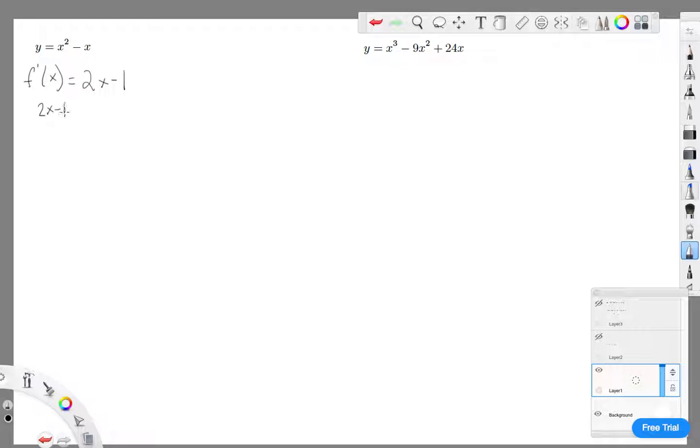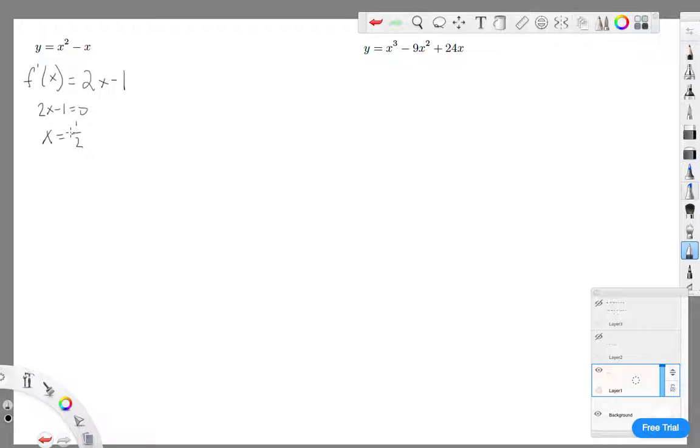We get 2x minus 1 equals 0. And this is easily solved. We get x equals 1/2. Right? So we know this is a point where it's either a local minimum or a maximum, and this is the only one. Sometimes there is more than one critical point. We don't know right now if it's a minimum or a maximum.